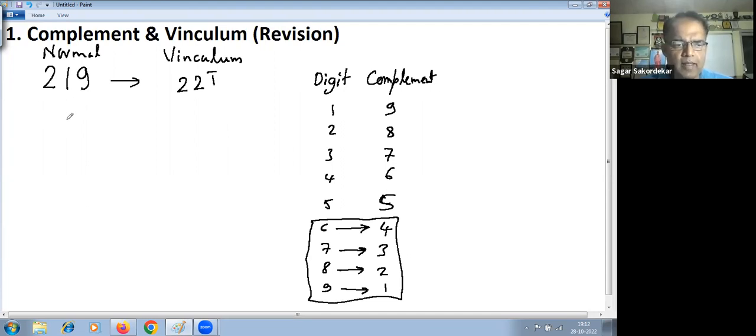219. Calculate Vinculum for this. Write the answer without bar, I'll assume bar. So now if you have to answer this, you will answer 221. Isra correct, Parth correct, Sairudra correct, Shaina correct. Good.